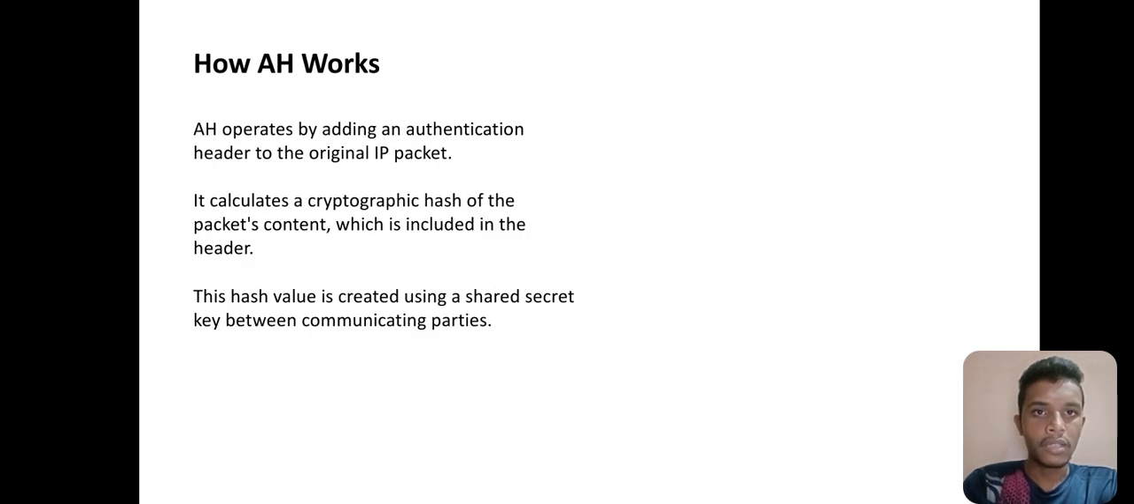And how the authentication header works is by adding an authentication header to the original IP packets. It calculates a cryptographic hash of the packet content, which is included in the header. This hash value is created using a shared secret key between the communicating parties.